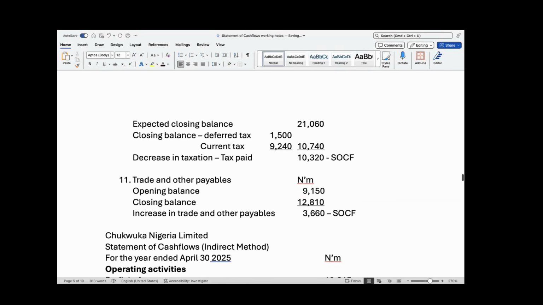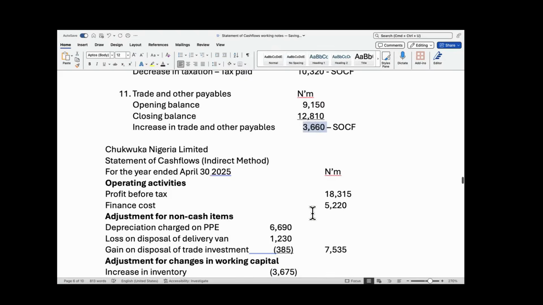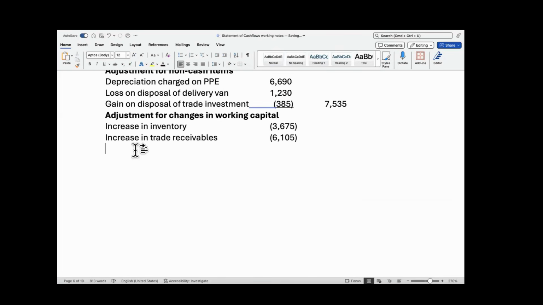Increase in payables. This will be an inflow. Increase in trade payables. So can you adjust these three for me? 6120. Outflow. Yes, sir, outflow.